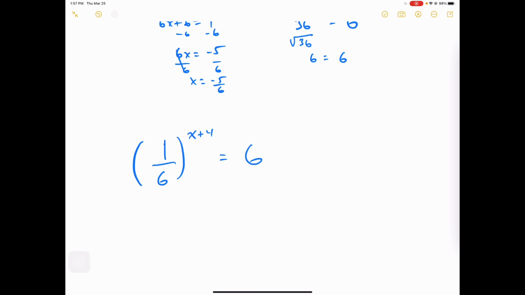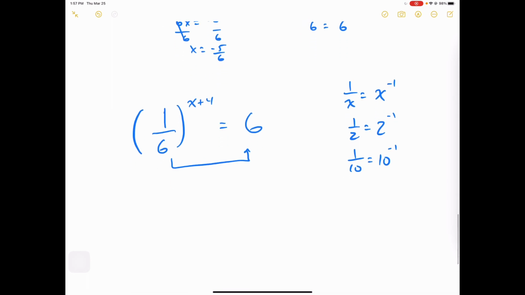Well, this takes us back to reminding us that if I have a negative exponent, 1 over x is the same as x to the negative 1 power. 1 over 2 is the same as 2 to the negative 1 power. 1 over 10 is the same as 10 to the negative 1 power. So what I'm going to do is try to get the bases to be exactly the same. To rewrite this base first, this is going to be 6 to the negative 1 power. We have the exponent x plus 4 still is equal to 6.